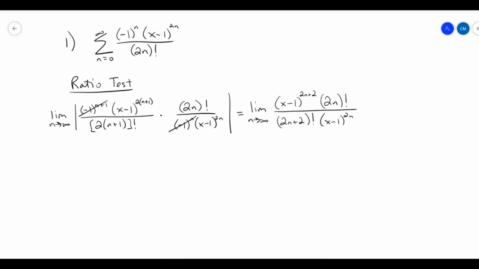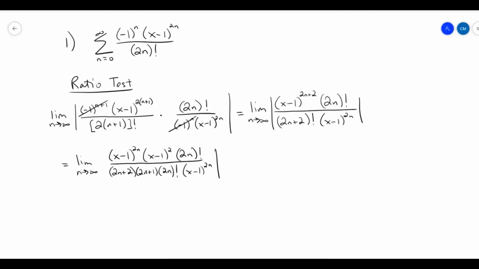Let's think about how we can rewrite these things to make some stuff cancel out. I'm sorry, I still need to put the absolute value bars in. We'll see why in just a second. Let's write that (x minus 1) to the 2n plus 2. Remember that with the properties of exponents, you can write this as (x minus 1) to the 2n times (x minus 1) squared. That 2n factorial is still there. This (2n plus 2) factorial is something we need to cancel, so let's write this as (2n plus 2)(2n plus 1)(2n factorial), just so we can cancel that 2n factorial in the numerator. And I'm still going to put the absolute value bars.